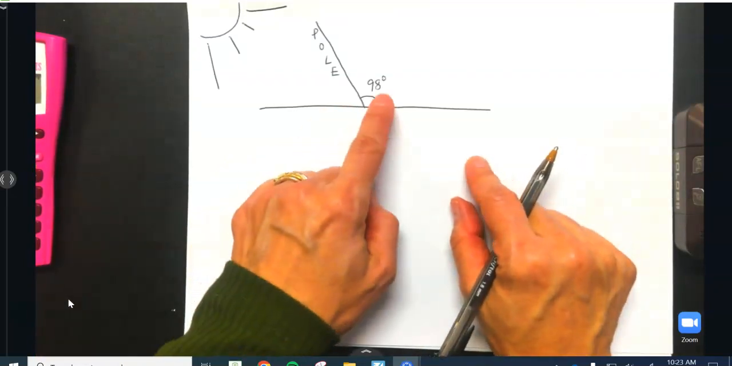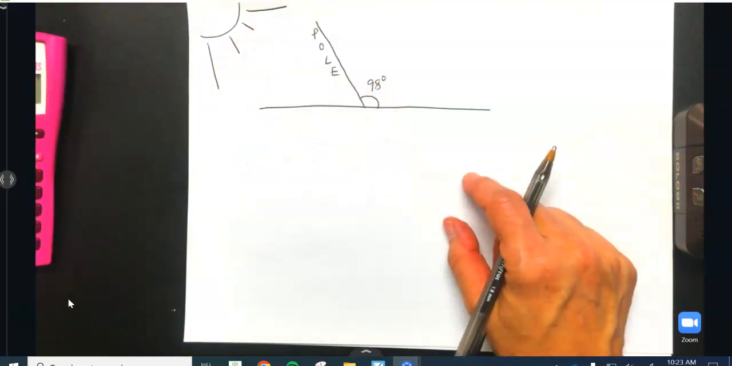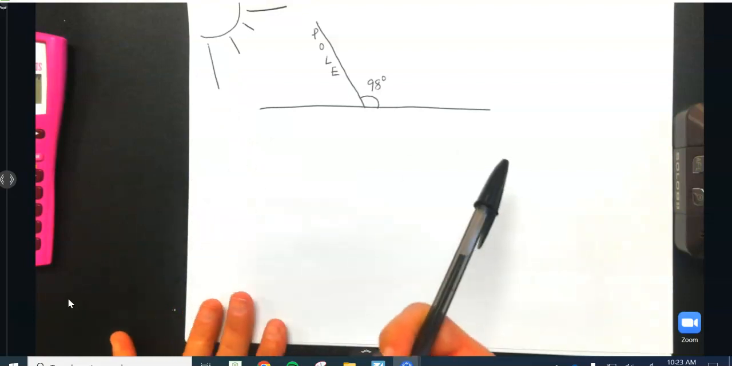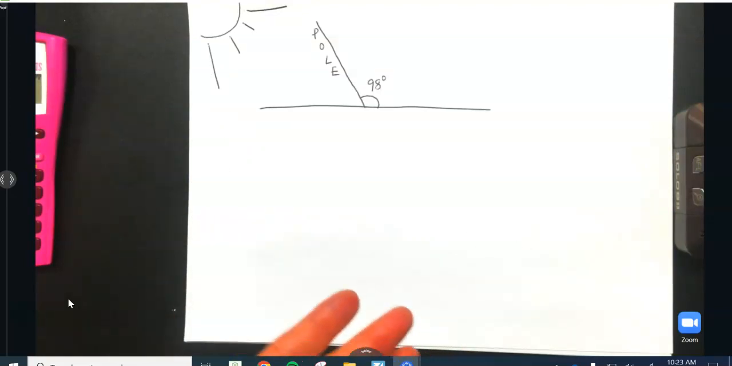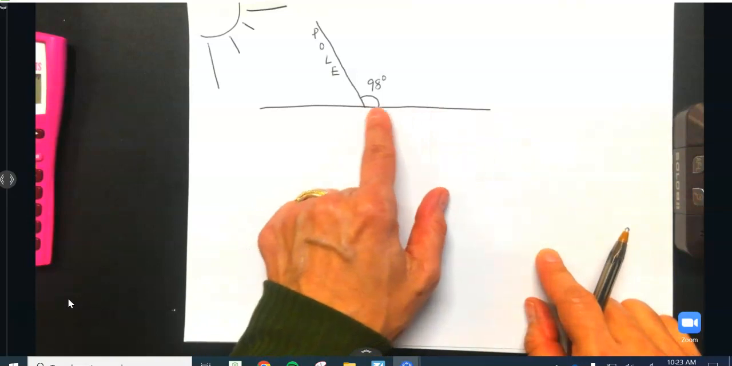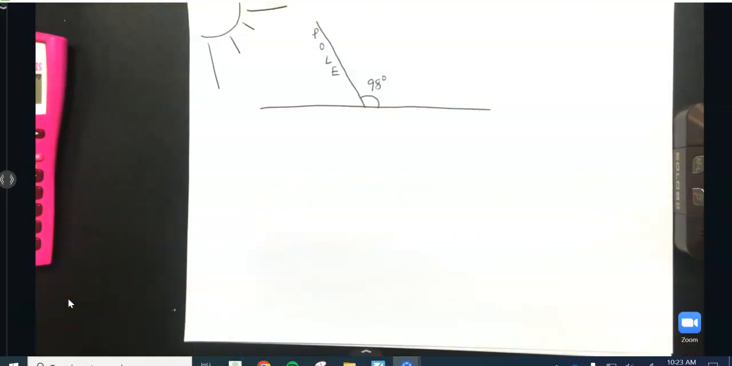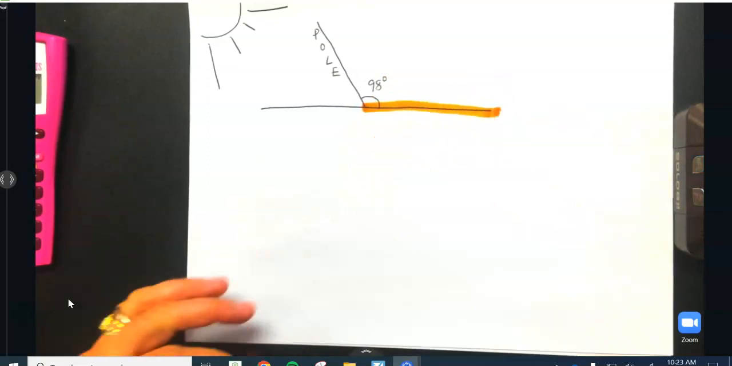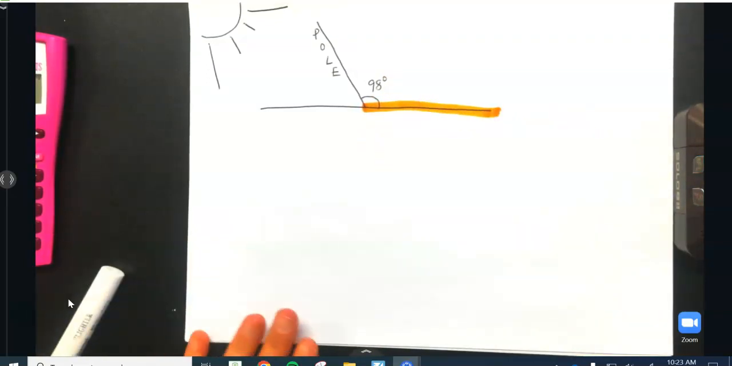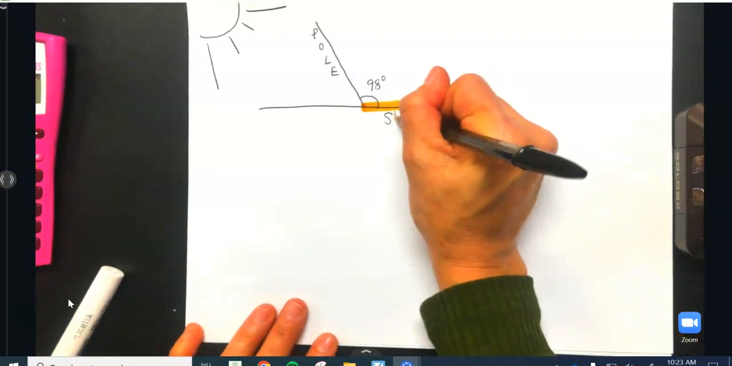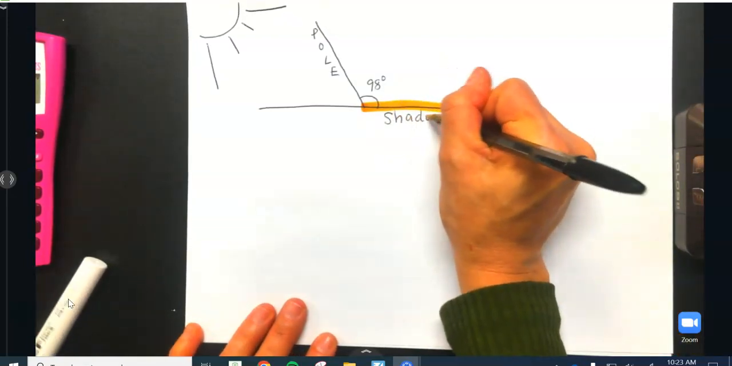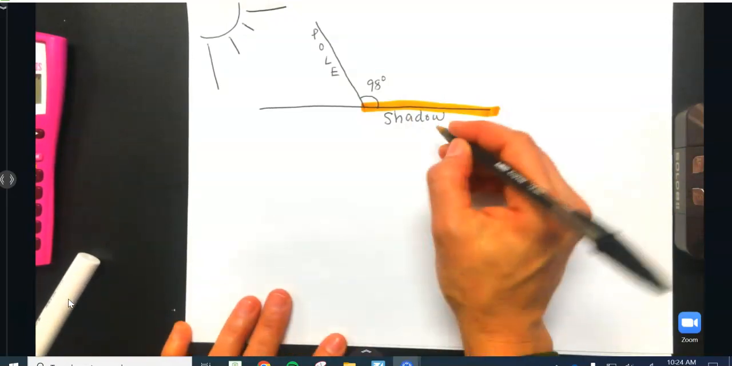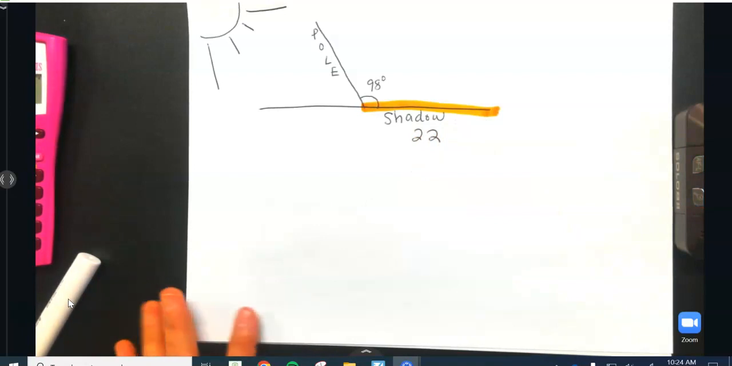The reason why I wanted this angle is because, listen, if the sun is on one side, what's on the other side? The shadow. So this is the shadow. So I need the angle that touches the shadow. Really good question. So that's the shadow. And how long is the shadow? It says 22 feet. So let's label this 22.